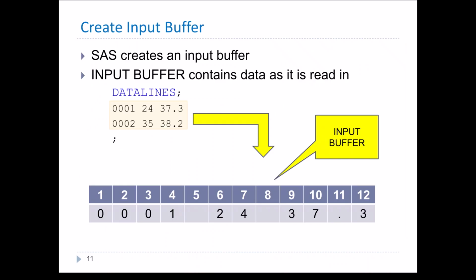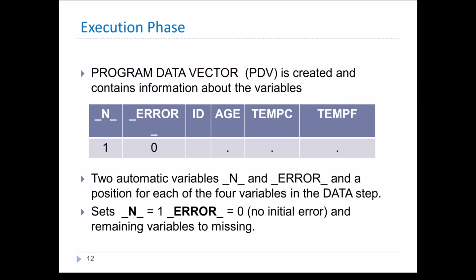All right, so let's talk about what SAS does first. SAS creates what's called an input buffer. The input buffer contains data as it's read in. So here are the data lines, and we have two of them. So it reads the first data line, and it extracts it into what's called the input buffer. And that 1, 2, 3, 4, 5 to 12 is just giving you a column just to show you what it looks like. So there's actually 12 pieces of information. 0, 0, 0, 1, a blank, 2, 4, blank, 3, 7.3. So it's just reading that in and saying, okay, now I have some information in my input buffer.